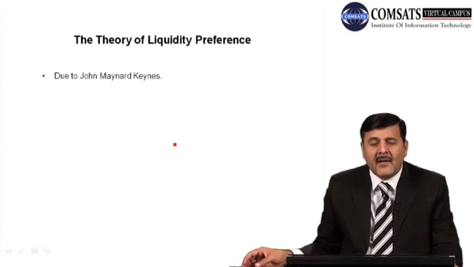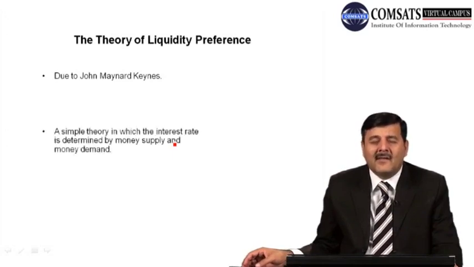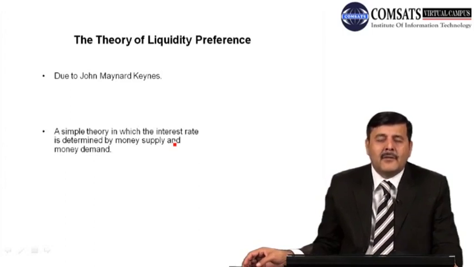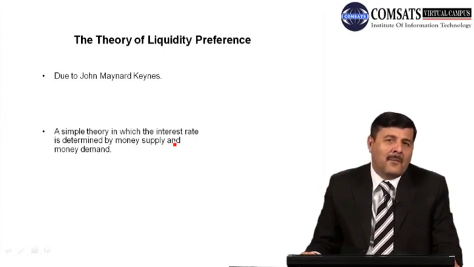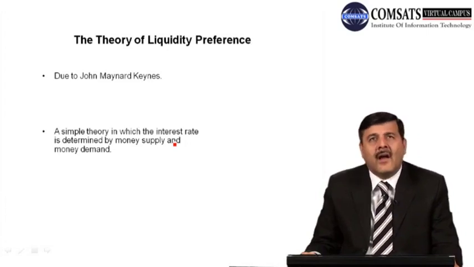So we start from the liquidity preference theory, and due to John Maynard Keynes, he said that it is a simple theory in which the interest rate is determined by money supply and money demand. So liquidity preference theory is a theory, according to Keynes, it determines the rate of interest by using money supply on one side and money demand on the other side.